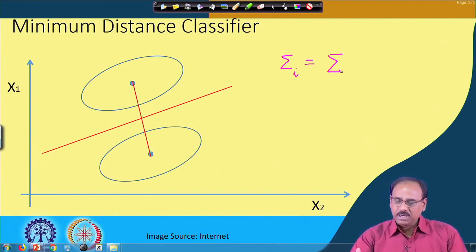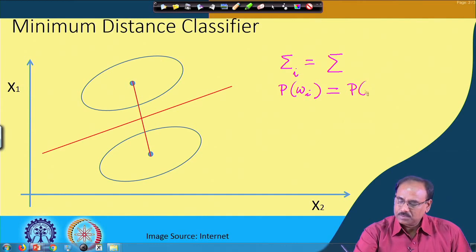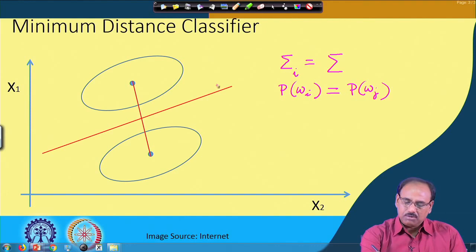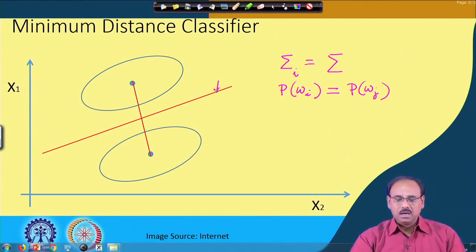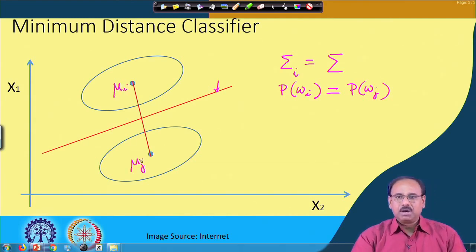So, under that situation, again under the assumption of equal a priori probability, that is p of omega I is equal to p of omega j, we found the decision boundary is a bisector of the line joining mu I and mu j, but the decision boundary is no longer orthogonal to the line joining mu I and mu j. So, it is a bisector, but it may not be orthogonal. So, what do we do in this case?